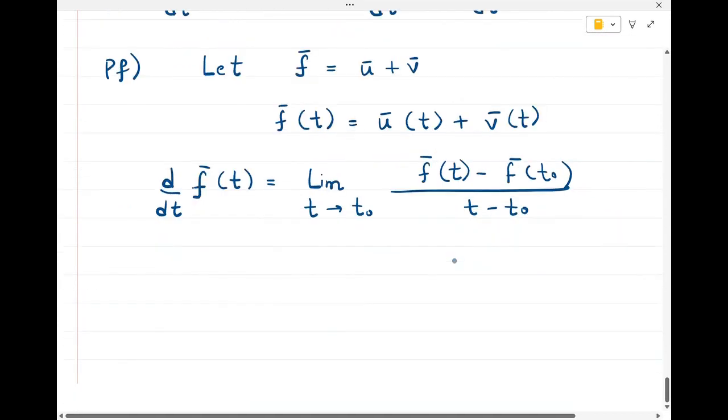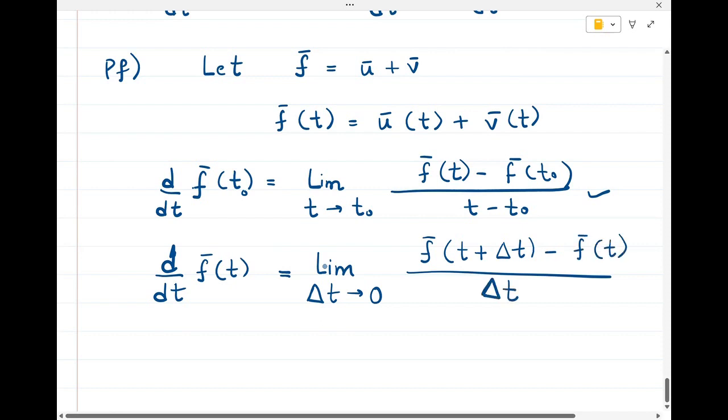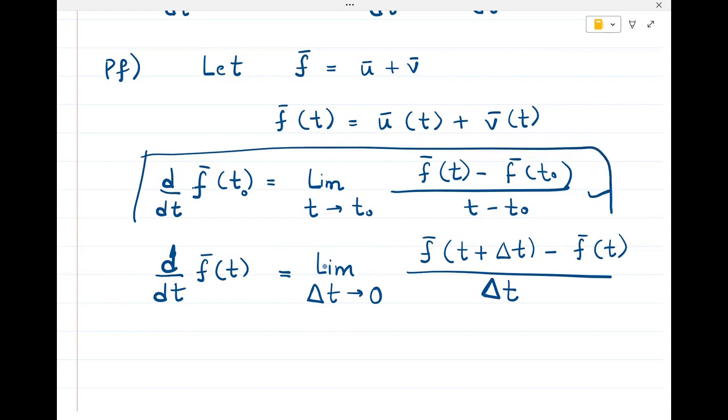This definition can also be replaced by an alternative definition, which is the limit as delta t tends to zero of f bar of t plus delta t minus f bar of t divided by delta t. Here I have written the definition of the derivative of f bar at point t. We are going to use this definition to prove this property.